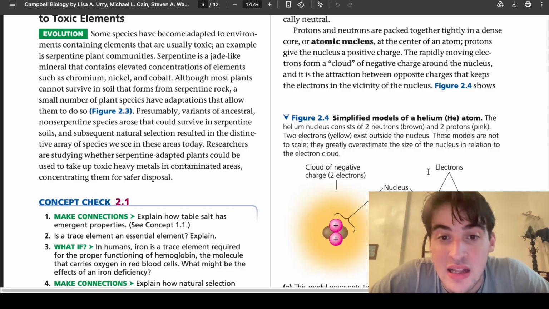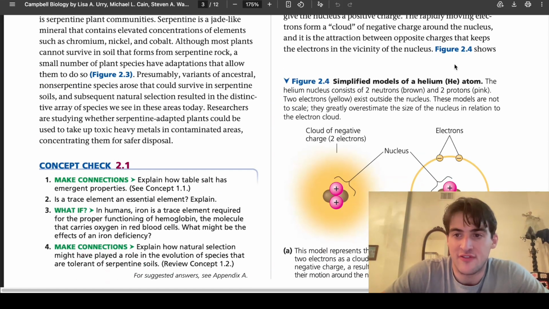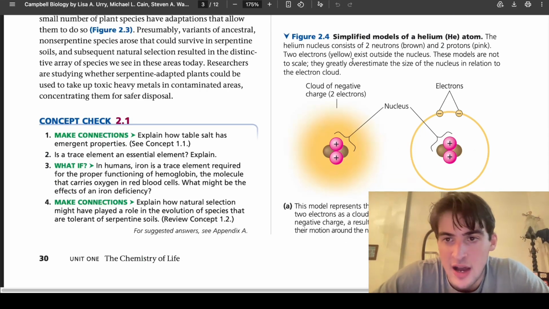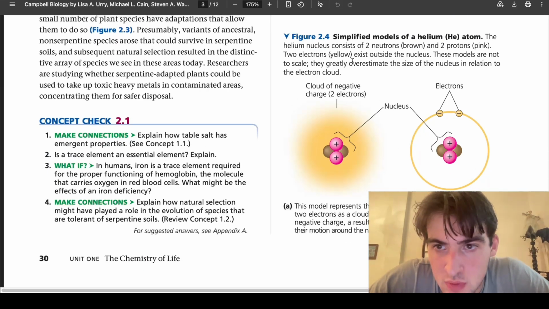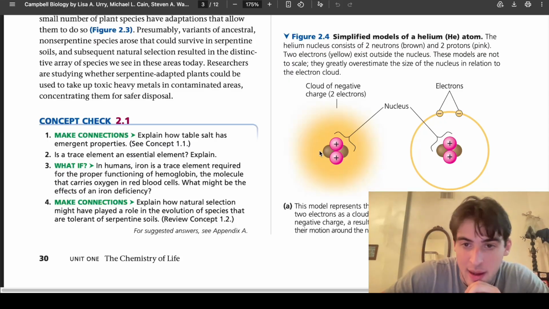The rapidly moving electrons form a cloud of negative charge around the nucleus, and it is the attraction between opposite charges that keeps the electrons in the vicinity of the nucleus. Figure 2.4. Simplified models of a helium atom. The helium nucleus consists of 2 neutrons, brown, these right here, and 2 protons, pink, right here. 2 electrons, yellow, exist outside of the nucleus. These models are not to scale.